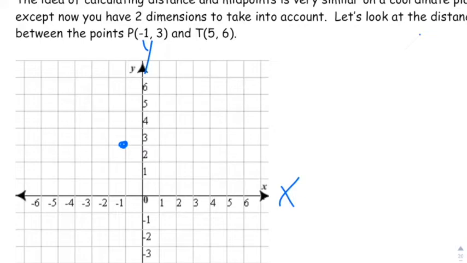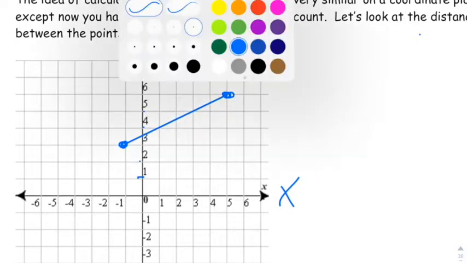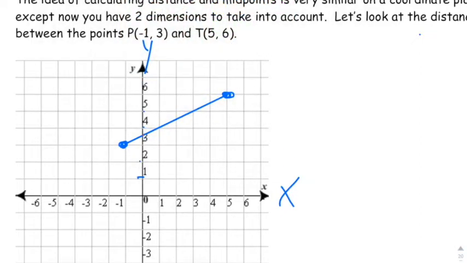Oh, these numbers are throwing me off. Okay. Yeah, it threw me off there because the numbers were in weird spots. Okay. So anyways, there's your line right there, and we're going to find the distance of that line. Now, unfortunately, we can't just count units, say, okay, it's 1, 2, 3, 4, 5, 6 units over or whatever we think it is there, because we have 2 dimensions to it.